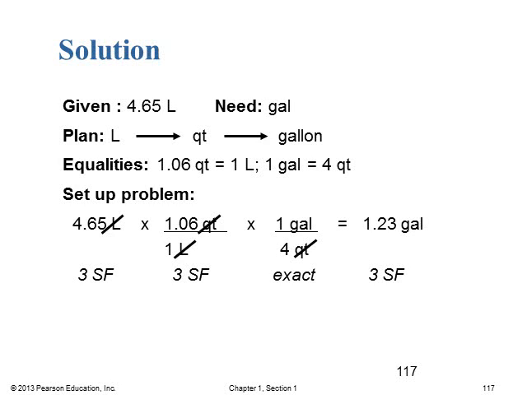Our first measured value, 4.65, is 3 significant figures. The second is 3 significant figures because it's going from different systems. And the 1 gallon per 4 quarts is an exact number, so that does not play a part in the significant figures allowed to be reported in the final answer. And so our final answer has 3 significant figures, so we leave it as 1.23.